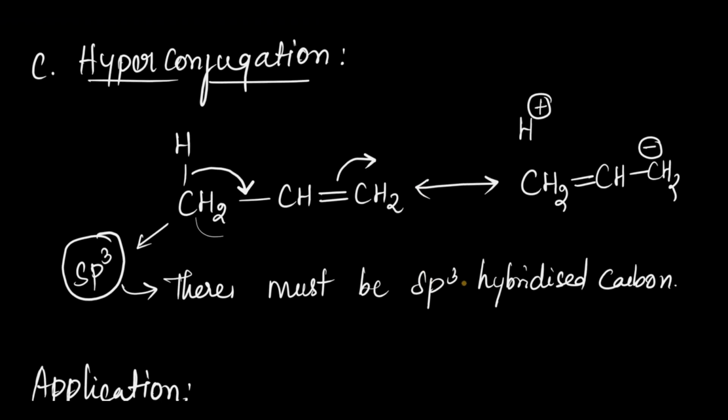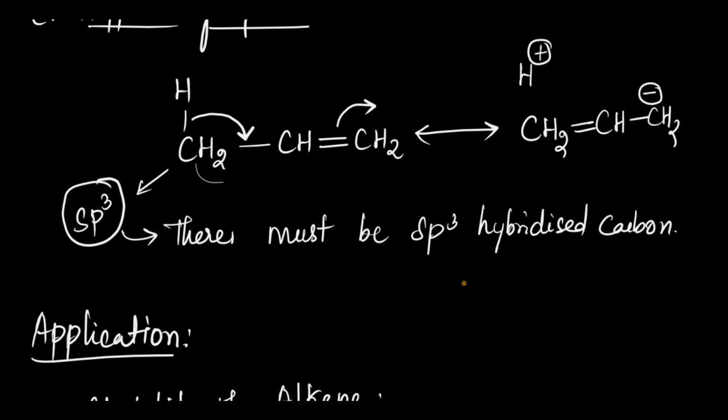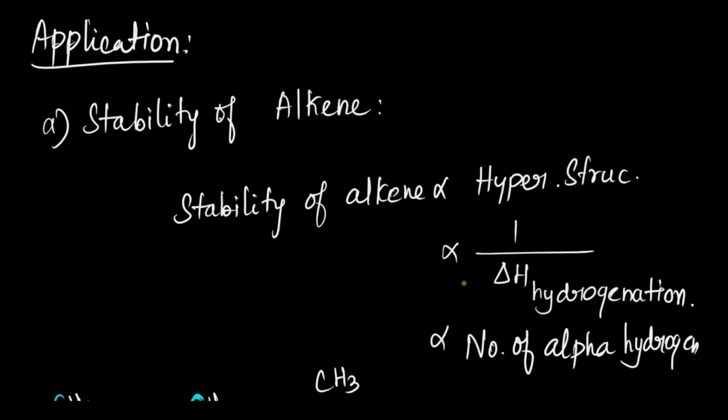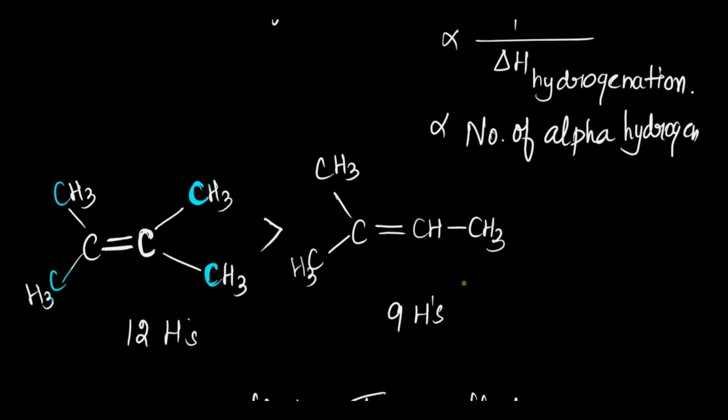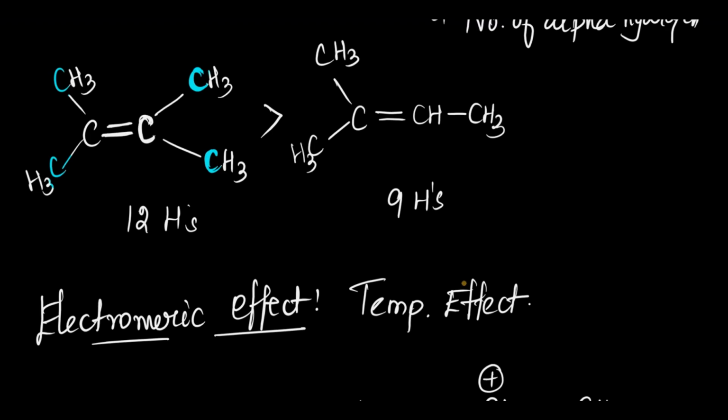Then hyperconjugation. Hyperconjugation means there must be an sp3 hybridized carbon. It is also called no bond resonance. One of those hydrogens will leave the compound and the charge is distributed, which will give more stability in the alkene. The more the number of alpha hydrogens, the more stability in case of alkenes. Like you can see here, 12 hydrogens are there in the first compound and 9 hydrogens are there in the second compound, which makes this more stable.